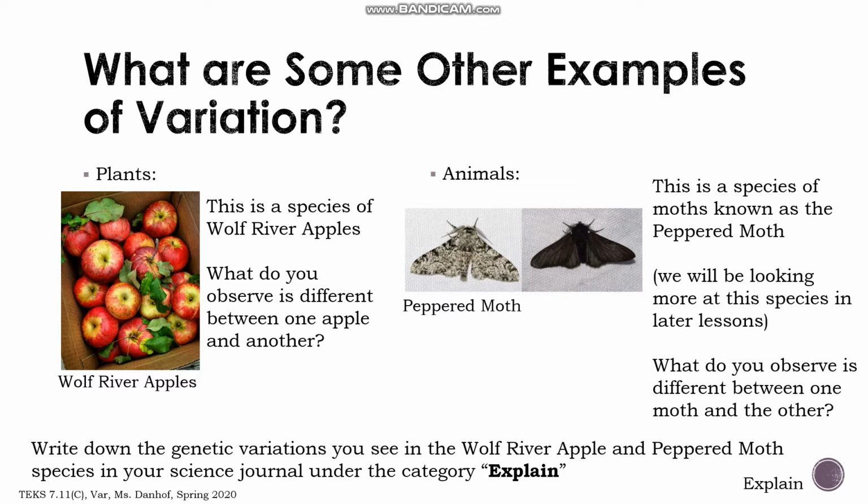And you will notice at the bottom I asked them to write down the genetic variations they see in the Wolf River apple and the peppered moth species in their science journal under the category Explain. Again, with the animals, I want them to both write down what they observe and also do a think, pair, share on this. Now, let's explore more of this phenomena with some science friends.